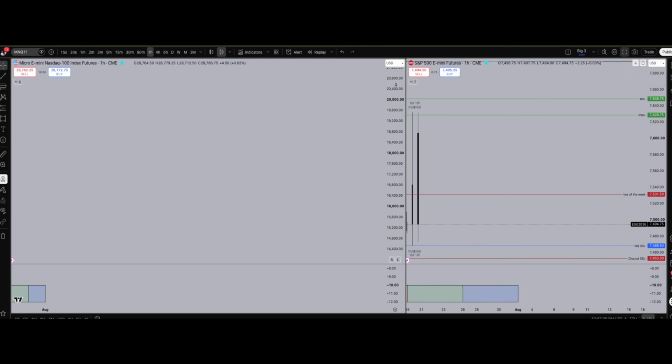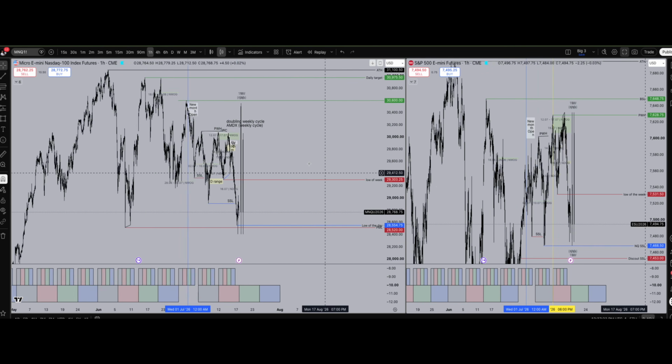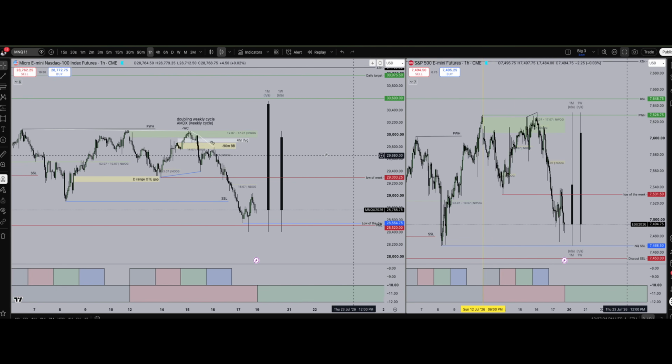And oh my God, dude, I hate that my chart resets all the time when I go to move the time frame. Not all the time, but it's annoying.